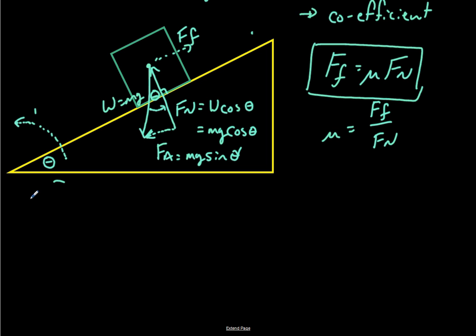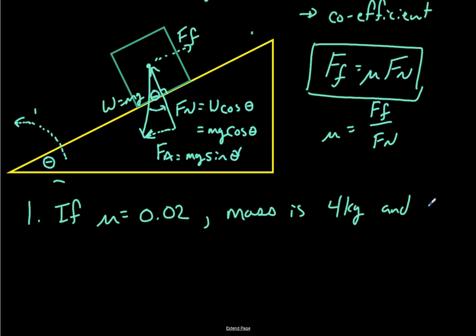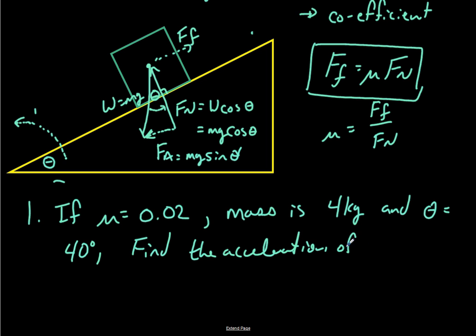Okay, so let's solve for a couple of things here. First thing, if mu equals 0.02, mass is 4 kg, theta equals 40 degrees, find the acceleration of the block. Okay, so that's what we want to do here.